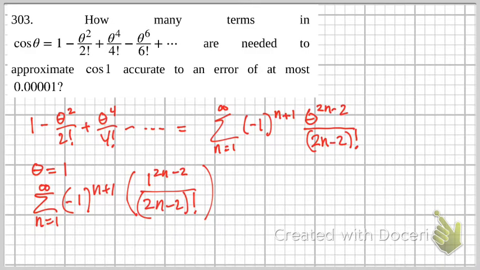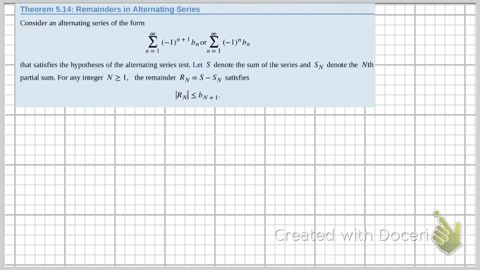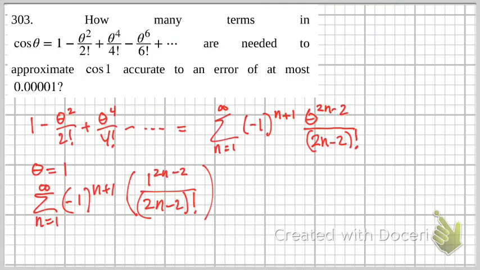So now if you look back at the formula here, let's take a look at this. It says what we have to do is take the b(n+1) term. So that's what we're going to do now. We're going to go back to that, and now we're going to take our b(n+1).